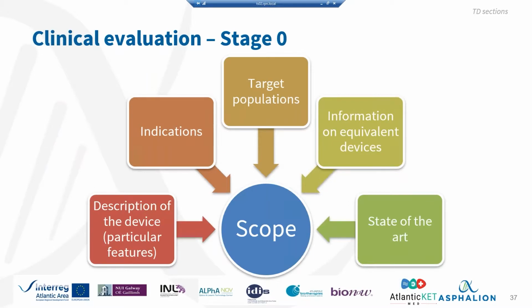So first, the stage 0, which is the scoping, let's say. Okay, what we're gonna do in this preliminary stage is take into account the description of the device. What are its particular features that can have an impact on its clinical evidence? Let's say, what are the benefits of this device? What are the mechanisms of action? What are the risks associated to this kind of device? This has to be all considered in the scoping.